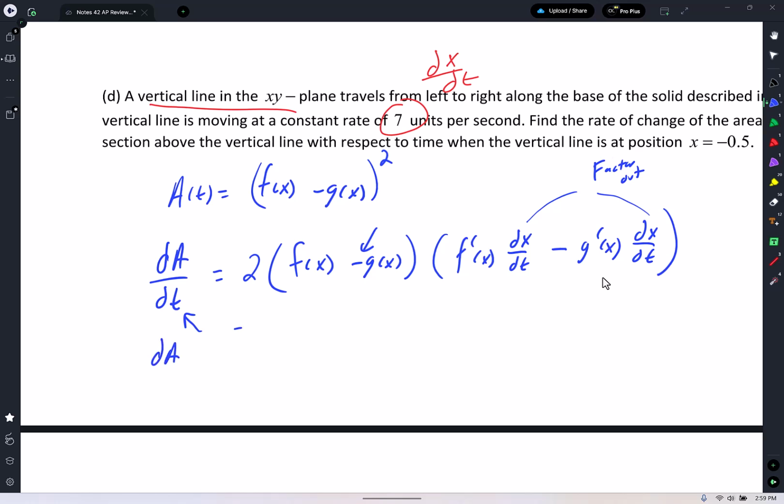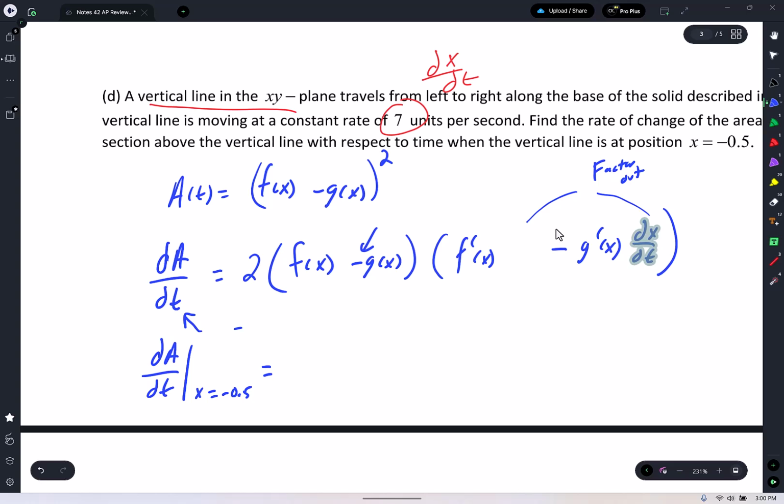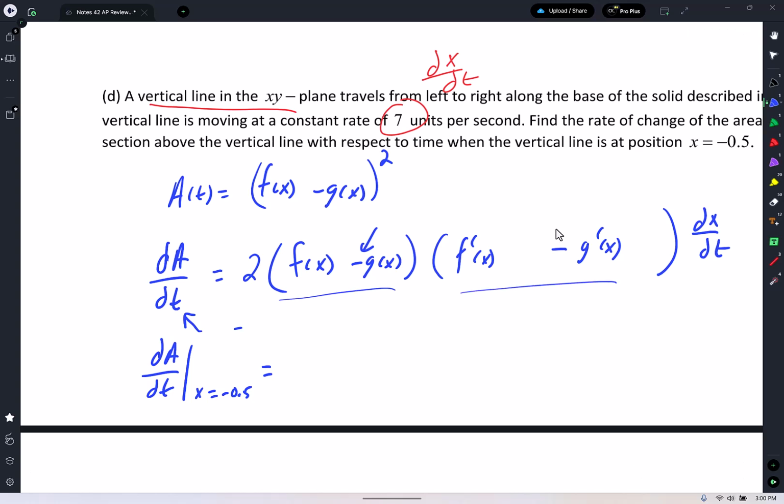So I'm going to write dA/dt evaluated at, and you don't have to show anything out. This is just for your notes, guys. dA/dt evaluated at x equals negative 0.5 is, and here it is. Let me factor it out here right now so you guys don't get confused. Factor out dx/dt. There it is. I'm going to erase the factored out. So I'm just going to plug it into my calculator, guys.